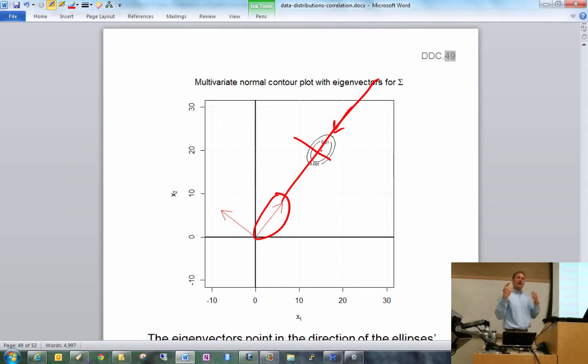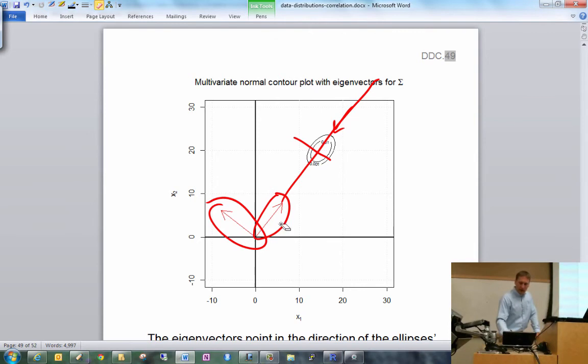Then for the second eigenvalue, if I find the corresponding eigenvector and I plot it, notice how it's also pointing out in the direction of the minor axis of this contour, of this ellipse. So it's kind of interesting that that happens.